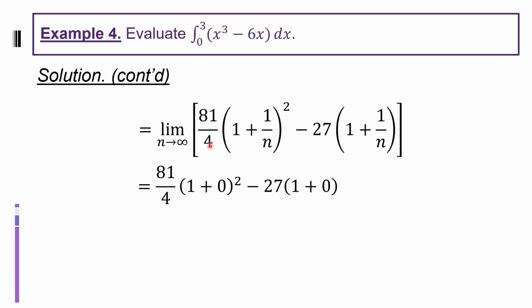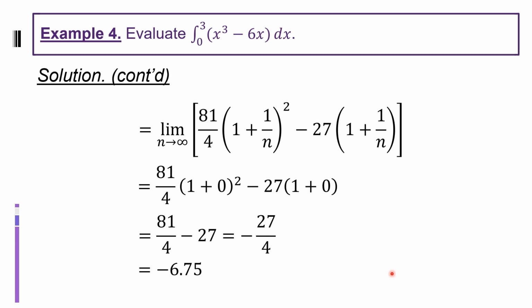Yung limit ng 81 over 4 is just 81 over 4 times the limit of 1 is 1 plus, eto is 0 squared minus limit of 27 is just 27 times limit of 1 is 1 plus ito is 0. So we now have 81 over 4 times 1 minus 27 times 1. So that is negative 27 over 4. Or that is negative 6.75.